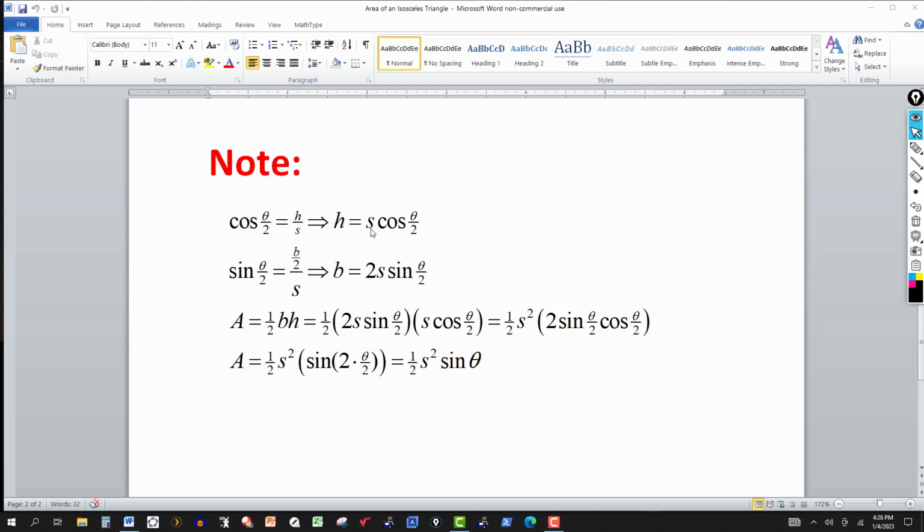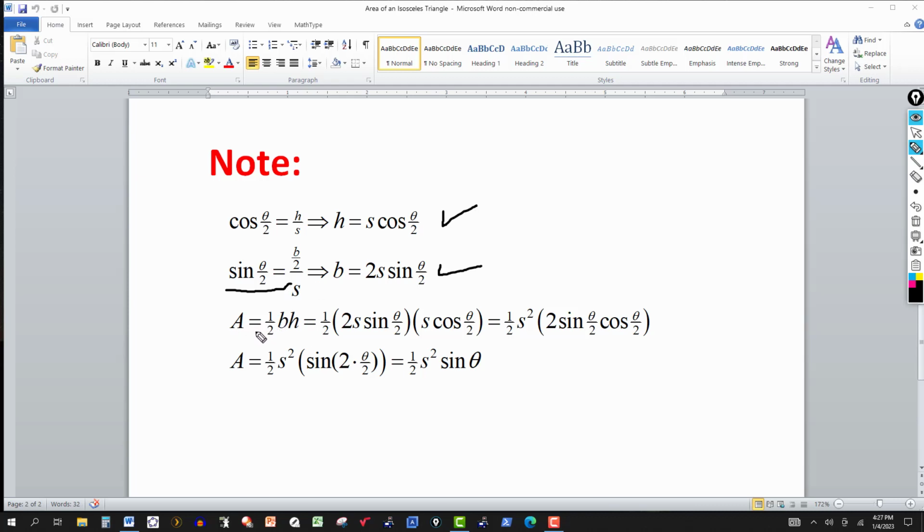So I found h to be S cosine of theta over 2. We found using this setup here, simplifying, we found b to be 2S sine theta over 2. So this is what I just went over. And now I'm going to plug into this formula.